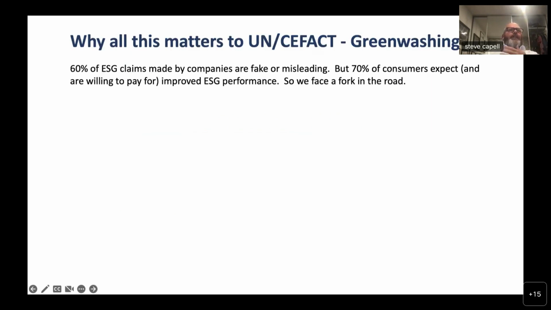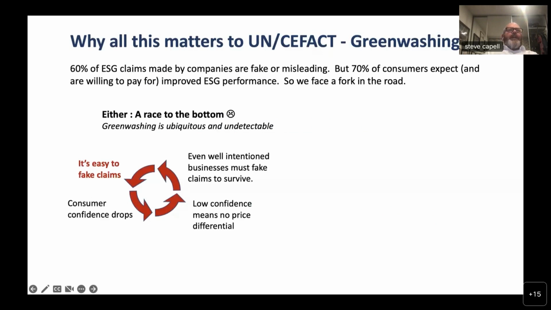Because UNECE-IEC is part of the UN, and there are things called Sustainable Development Goals, and CIFAC's mission is to align with those sustainable development goals and deliver the digital standards needed to achieve sustainable and resilient supply chains around the world. Currently, there is a surprising amount of, and there's evidence for this, ESG claims that are fake or misleading. That's called greenwashing.